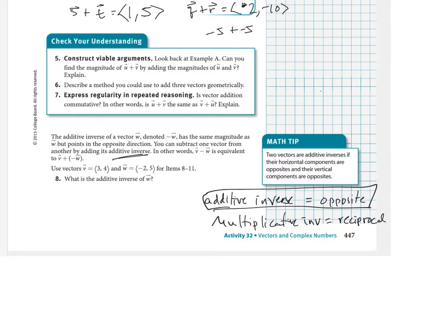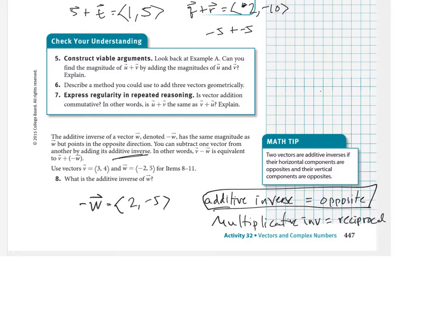So the additive inverse for vector w, the way you would write it is the opposite of vector w. That's what it looks like. So that's how you would read it. If you want to call it negative vector w, it makes more sense really to say opposite, because we want to take the opposite of everything inside here. So the opposite of that would be 2, negative 5.